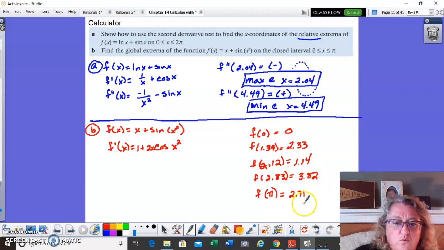So now tell me, what is the minimum, the global minimum, the absolute minimum of this function? Well, what is the smallest value that we just found?